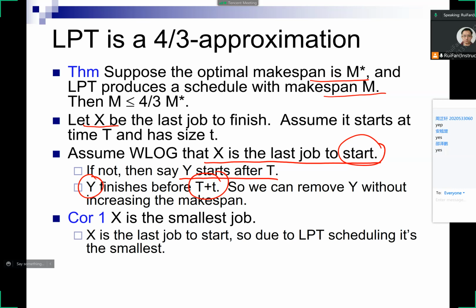Now if X is the last job to start, then we know that X must be the smallest job. The reason is that since we're using longest processing time scheduling, you allocate the jobs in order of decreasing size. You allocate the big jobs and then the smaller jobs, and because X is the last job to start, the last job that you start up is going to be the smallest job, because you start jobs in decreasing order of their size.